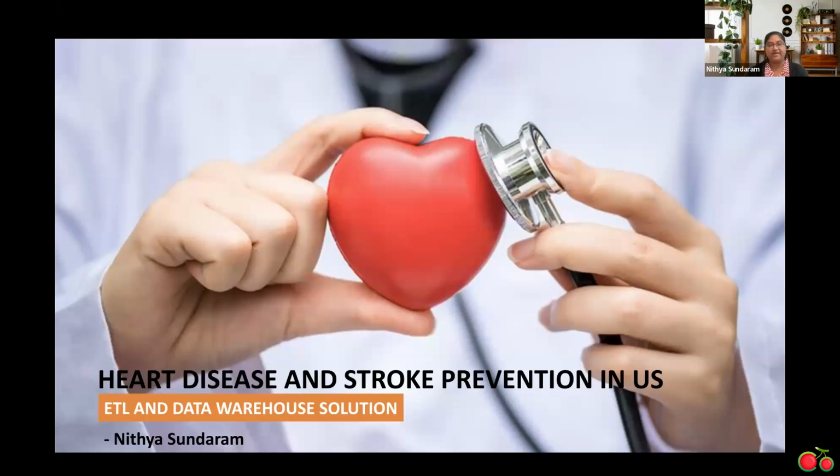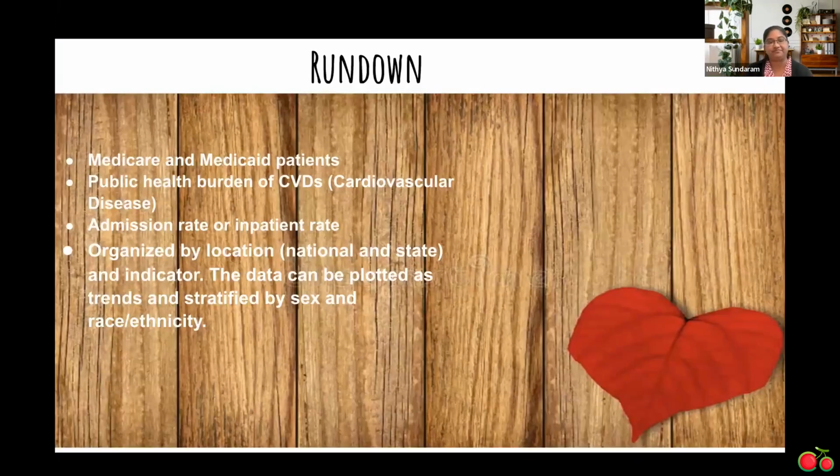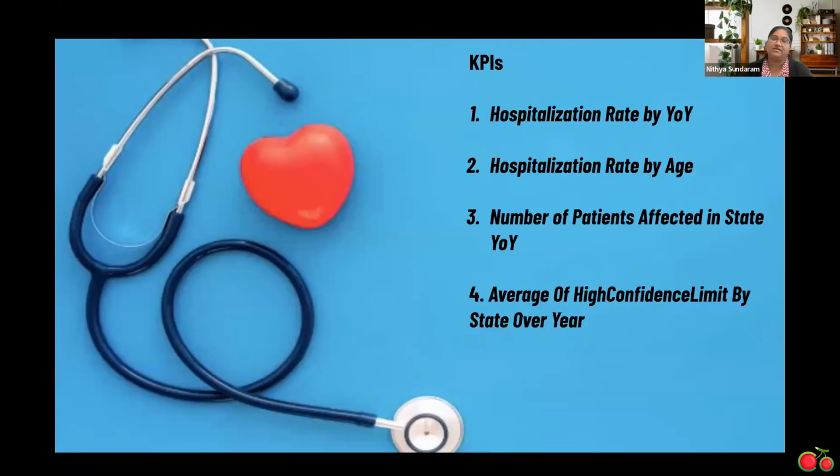This data provides a comprehensive picture of public health burden of cardiovascular diseases such as heart attacks, stroke, heart disease like myocardial infarction. This data is organized by locations and different indicators such as age, gender, race, and ethnicity. The KPIs are the hospitalization rate year over year, hospitalization rate by race year over year, number of patients year over year, and average of high confidence limit by state over year.